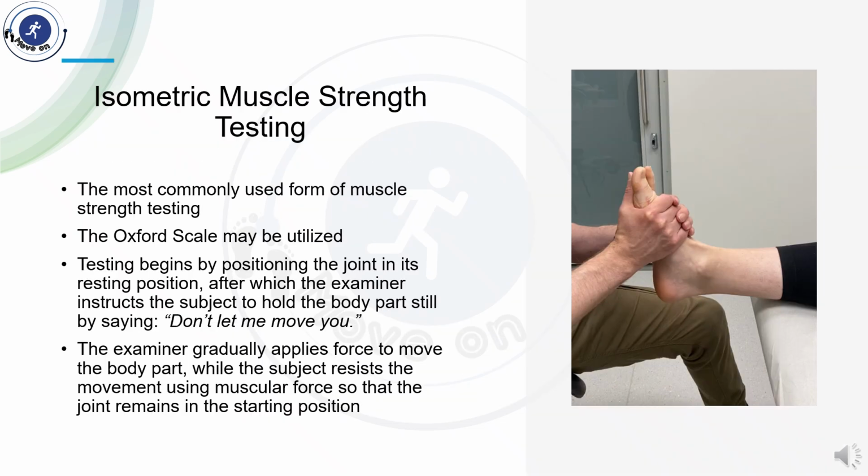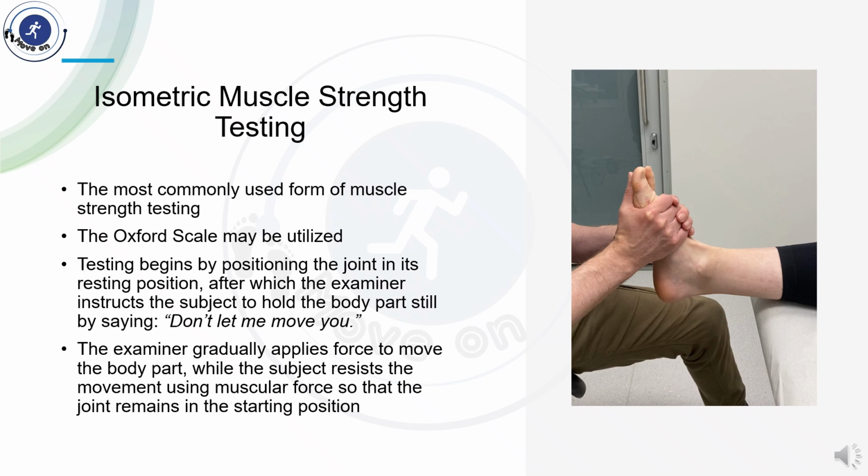The most commonly used form of manual muscle strength testing is isometric testing, and the Oxford scale can also be used for this type of assessment. In this method, the examiner instructs the subject to hold the body part stationary while the examiner attempts to move it. However, the assessment is first performed against gravity, since a grade of 3 is assigned when the subject can complete the desired movement against gravity through the full range of motion.